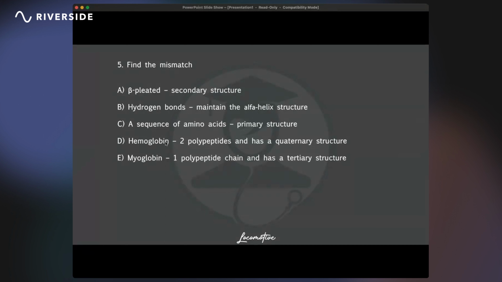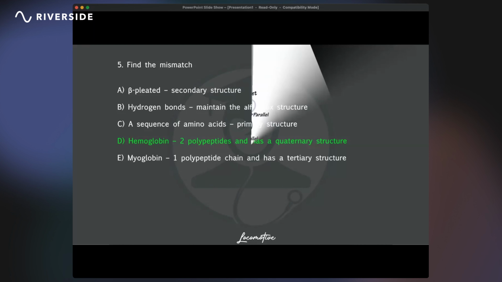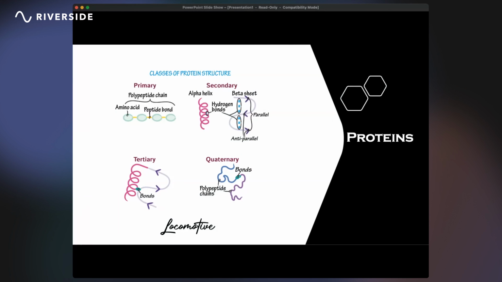Hemoglobin. Okay. Two polypeptide chains and it has a quaternary structure. Hemoglobin has a quaternary structure. It's correct, but two polypeptide chains? No. Hemoglobin has 4 polypeptide chains, and myoglobin has 1 polypeptide chain and has a tertiary structure. It's correct. So D is the answer, but let's go and discuss all types of proteins and also a little bit about hemoglobin.